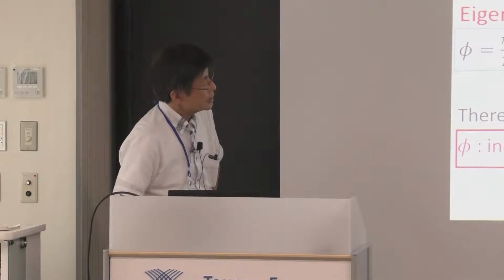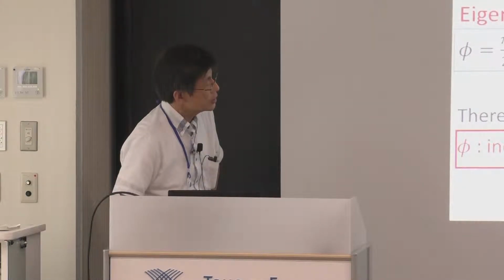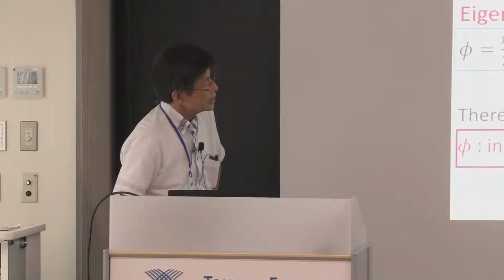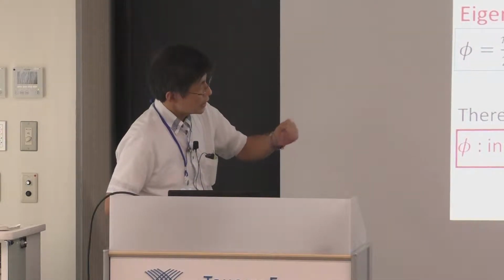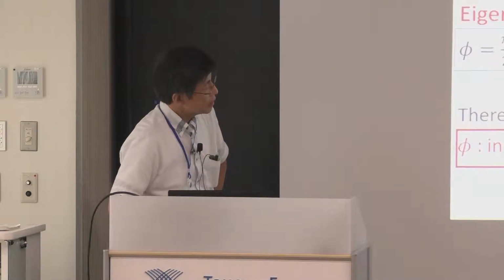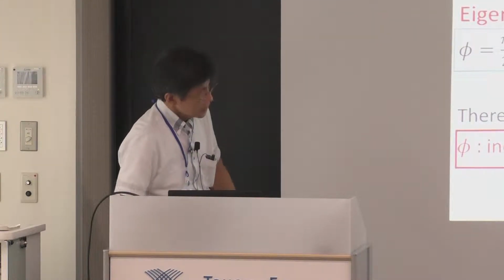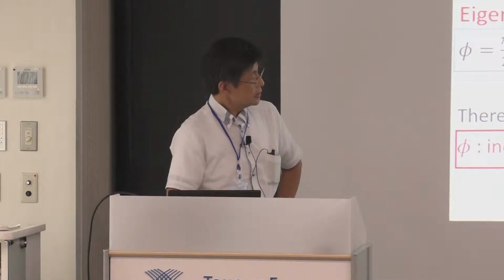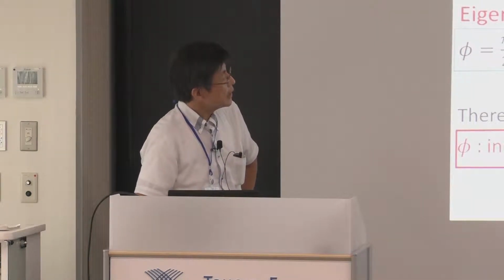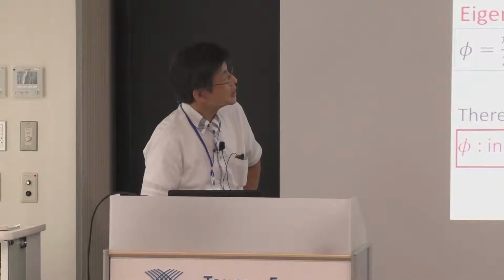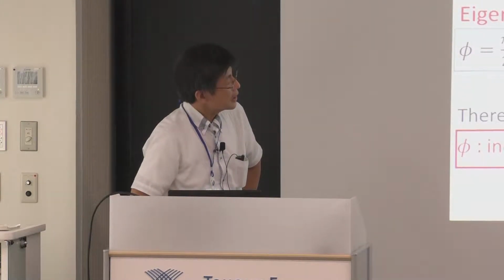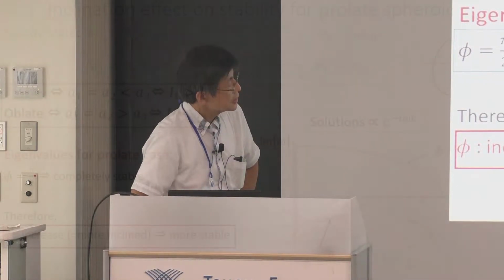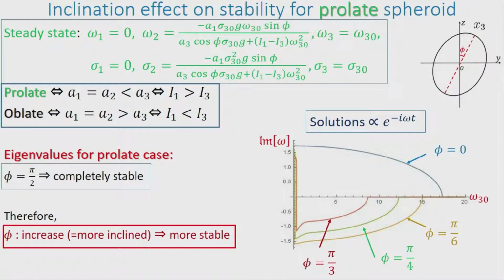If the rotation speed is lower than this critical velocity, then the rotating top just breaks down. But if the rotation speed is greater than this value, then the top can rotate stably. And by increasing the inclination angle, the stable region increases. The inclination angles are pi over 6, pi over 4 and pi over 3. This is the prolate case, and this is simple.